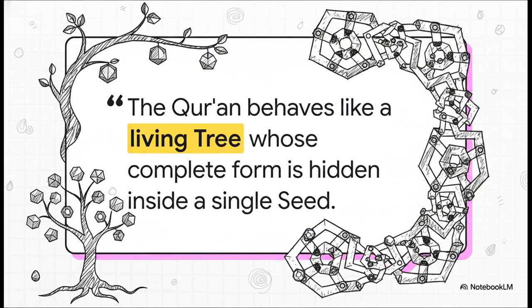The core premise here is just wild. We aren't looking at static poetry or narrative. The whole idea is that the text is computationally active. It behaves exactly like a living tree. It unfolds from a single seed, grows, produces fruit, and then returns to a seed. And it's all driven by this incredibly precise recursive geometry.